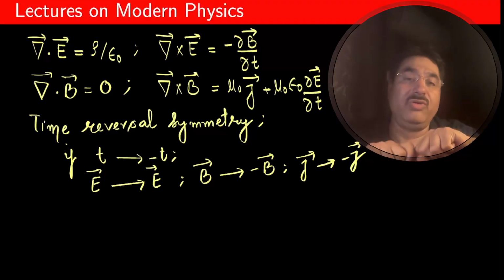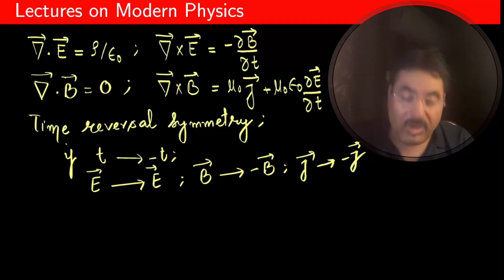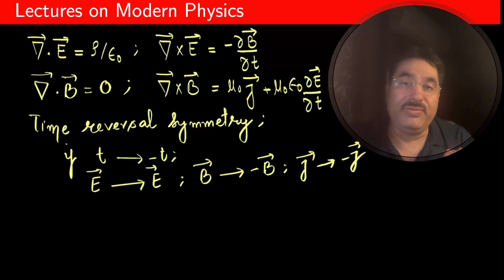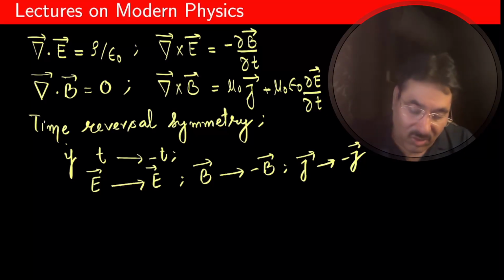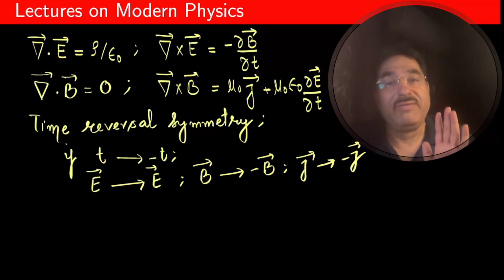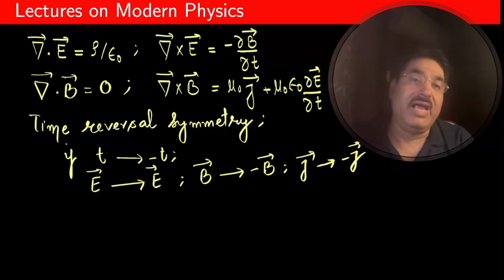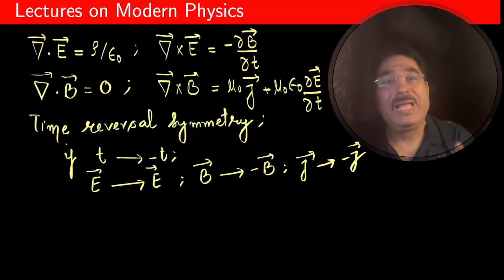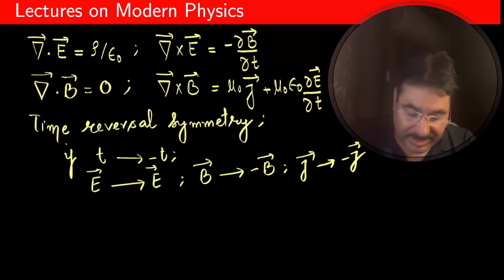Parity means you change the sign of the coordinates, right? So then what happens? You will see that when you reflect the coordinates, only those vectors which are polar vectors, like electric field and current density, will flip their sign. But axial vectors, like magnetic field, will not flip sign. The overall effect will be that all these equations retain the same form. So we say that Maxwell's equations are symmetric under parity operation. So parity means flipping the signs of the coordinates, right?